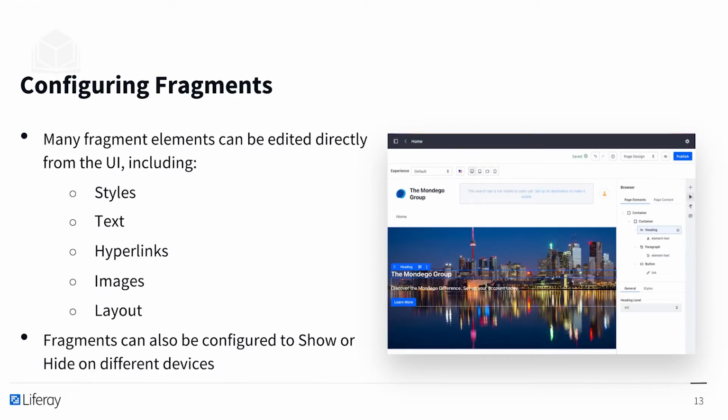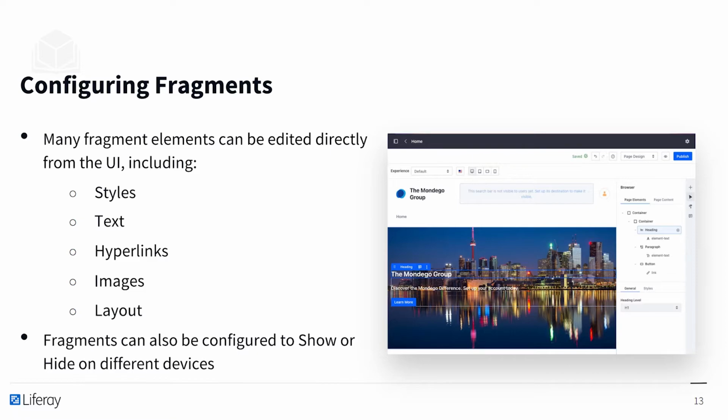Many fragment elements can be edited and configured directly from the UI, including styles, text, hyperlinks, images, and layout. Layout, text, and images can be managed directly on the page. Layout is changed by simply dragging elements around the page. Text and images are changed by double-clicking the element to edit text or set an image. You can also manage these elements in the browser, which is also where we set styles and hyperlinks.